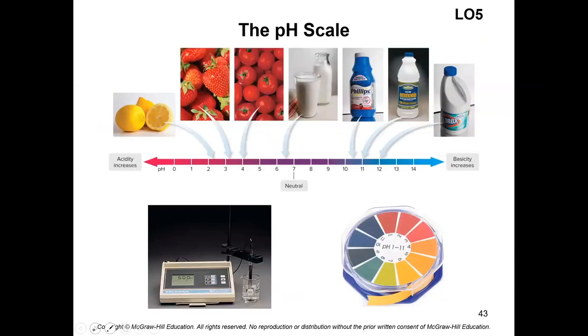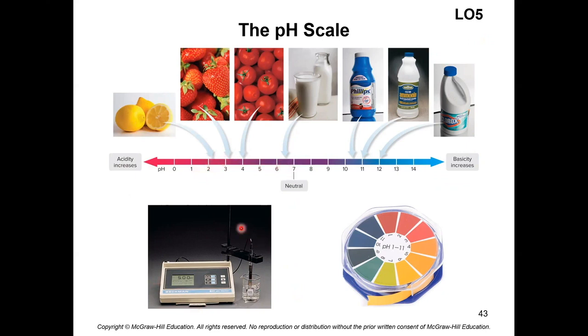Okay, so here's our pH scale. Here in the center, we have neutral, because pH equal to 7 is neutral. Any pH that is greater than 7 is going to be basic. So you can see all these household products, many of them are cleaning products. They're going to be more towards the basic. Okay, you're going to see milk is close to neutral. And then these fruits, which contain acids, they are going to be more acidic. Their pH is going to be lower than 7. So a smaller pH value means a more acidic solution.